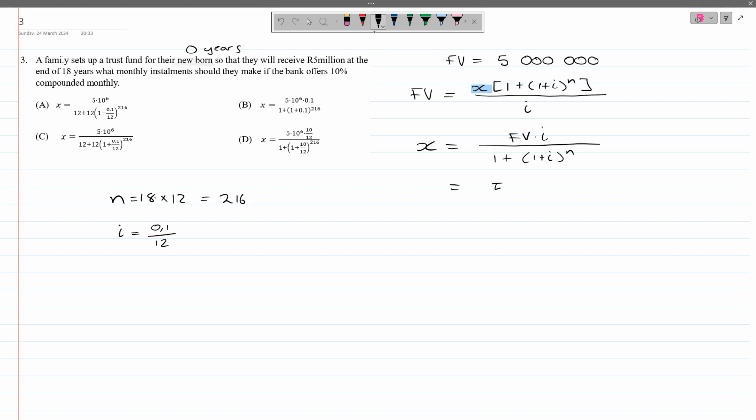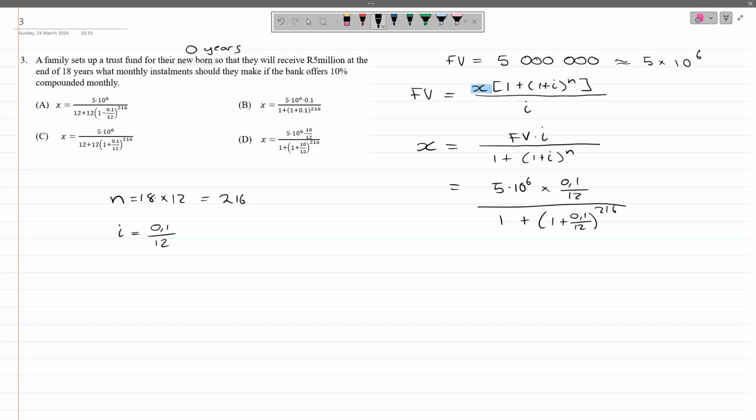Therefore, our future value will be the 5. I'm just going to rewrite this as 5 times 10 to the power of 6. So we're going to have 5 times 10 to the power of 6 multiplied by our interest, which we said is 0.1 over 12, all over 1 plus 0.1 over 12 again, to the power of 216.